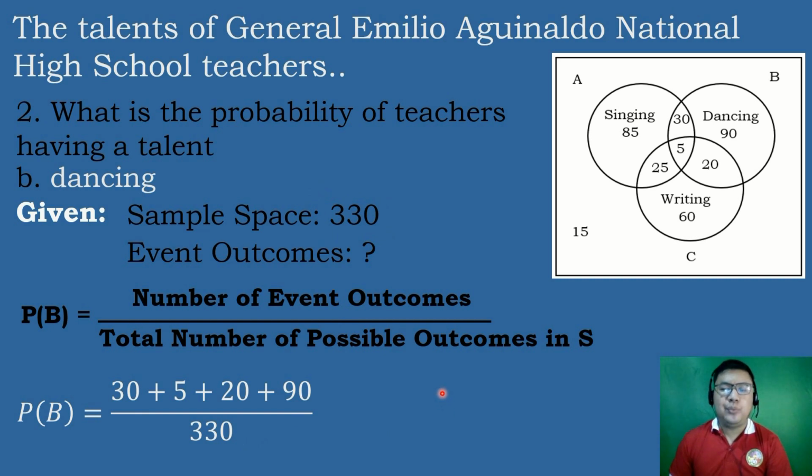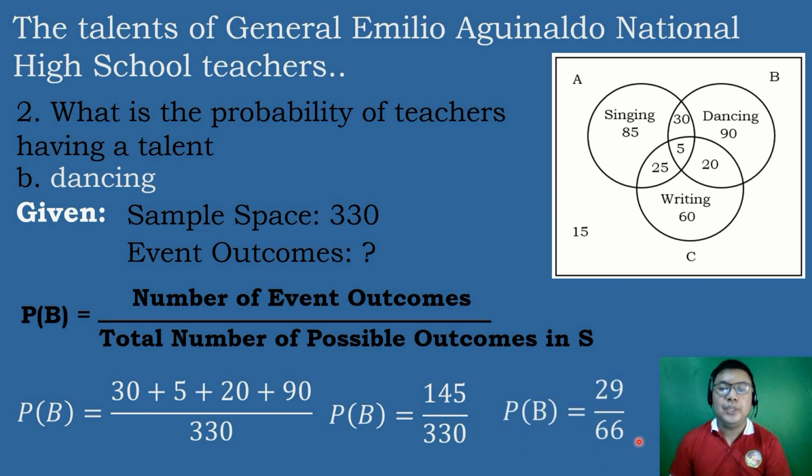And after that, we will be simplifying this. 30 plus 5 plus 20 plus 90 is equal to 145 all over 330. And we will get the lowest term of 145 over 330, which is equal to 29 over 66. So therefore, the probability of teachers having a talent in dancing is equal to 29 over 66.